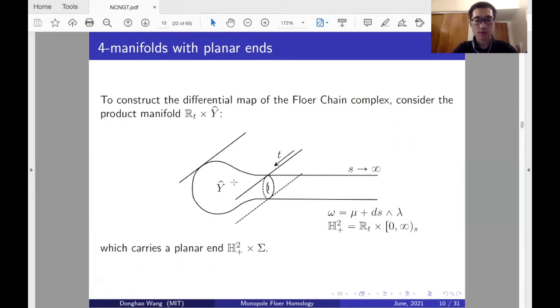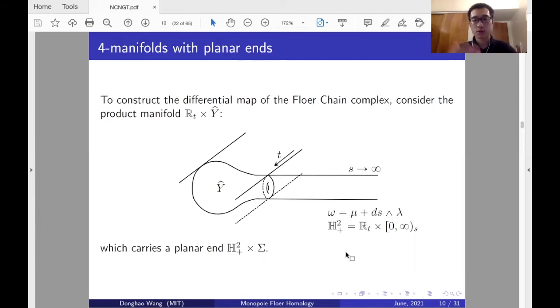But because our three manifold Y hat is already non-compact, this product manifold is non-compact in two directions: in the time direction T and in the spatial direction S. And this Floer manifold carries a planar end that looks like the upper half plane cross sigma. Here I'm using the Euclidean metric on the upper half plane. And over the planar end, the monopole equations are perturbed by the standard two form omega.